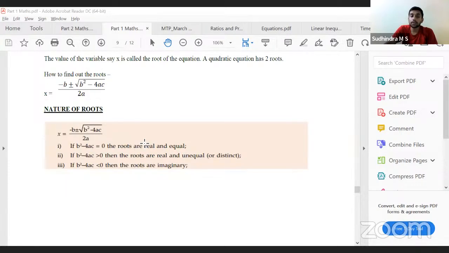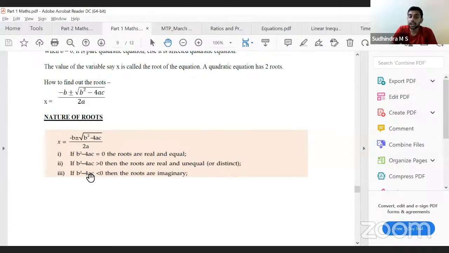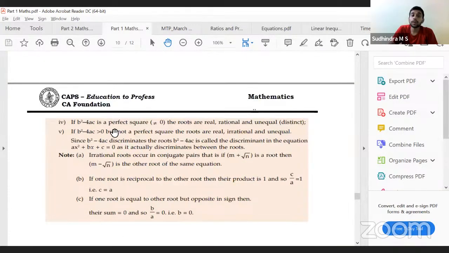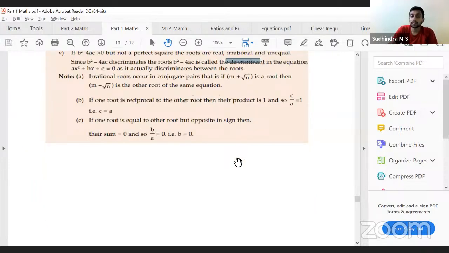Why do we call it so? Because it discriminates the roots. If b square minus 4ac is 0, then we call the roots real and equal. If b square minus 4ac is greater than 0, then the roots are real and unequal. If b square minus 4ac is less than 0, roots are imaginary. Right? If b square minus 4ac is a perfect square, then the roots are real, rational, and unequal. If b square minus 4ac is greater than 0, but not a perfect square, then they are real, irrational, and unequal. Okay. Since b square minus 4ac discriminates the roots, we call it the discriminant in the equation.